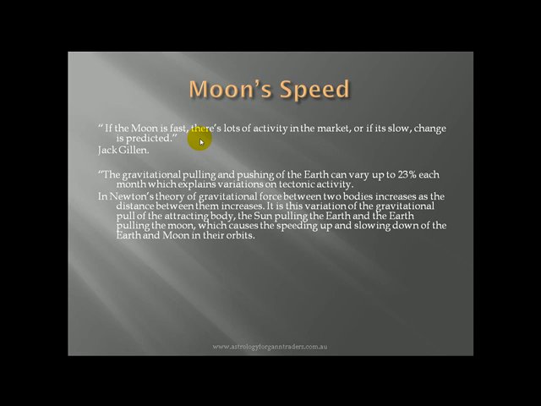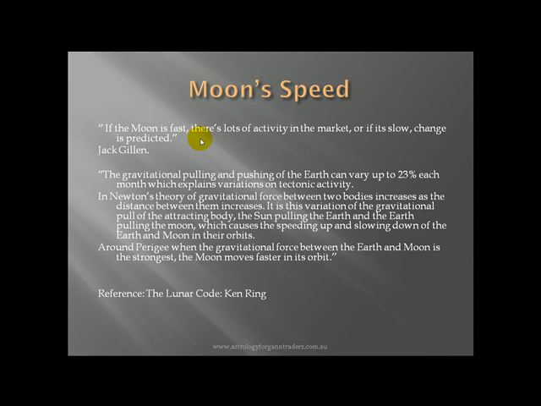In Newton's theory, the gravitational force between two bodies increases as the distance between them decreases. It is this variation of gravitational pull of the attracting body, that is the Sun pulling the Earth and the Earth pulling the Moon, which causes a speeding up and slowing down of the Earth and the Moon in their orbits. Around perigee, when the gravitational force between the Earth and the Moon is strongest, the Moon moves faster in its orbit.